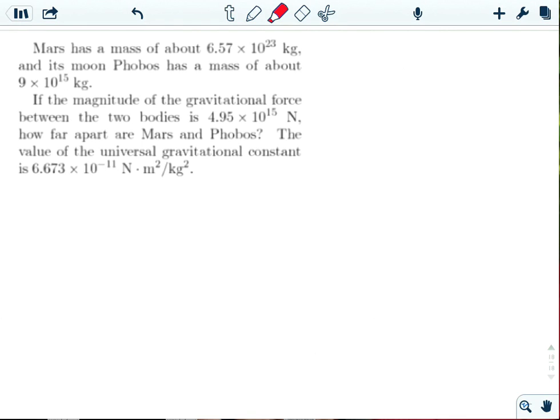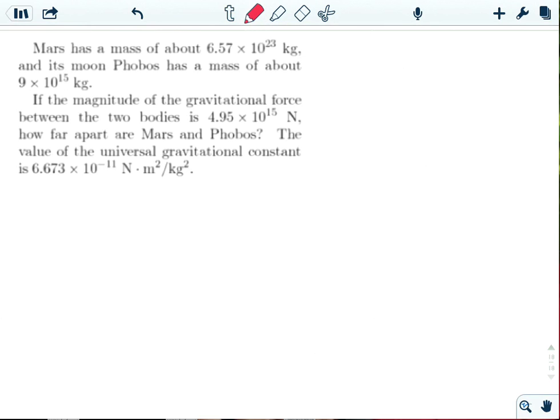Let's go ahead and look at this problem. It says that Mars has a mass of about 6.57 times 10 to the 23rd kilograms, and its moon has a mass of about 9 times 10 to the 15th kilograms. If the magnitude of the gravitational force between the two bodies is 4.95 times 10 to the 15th newtons, how far apart are Mars and its moon? The value of the universal gravitational constant it gives us.